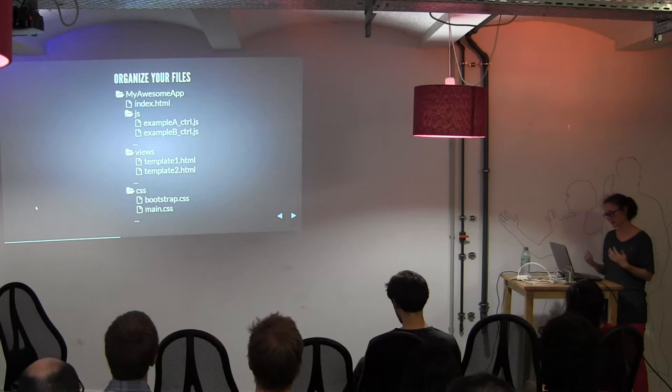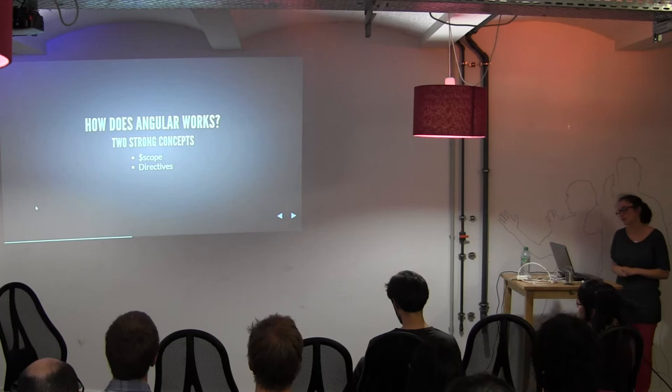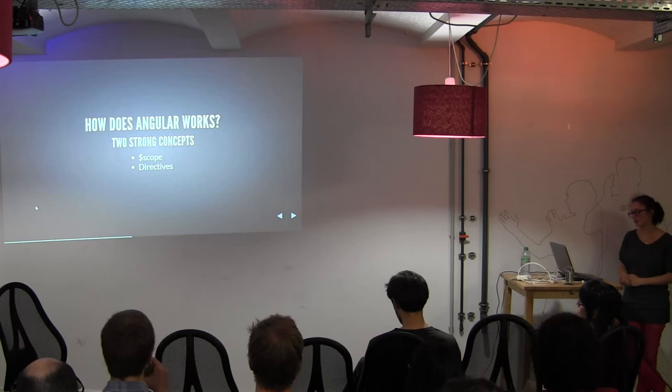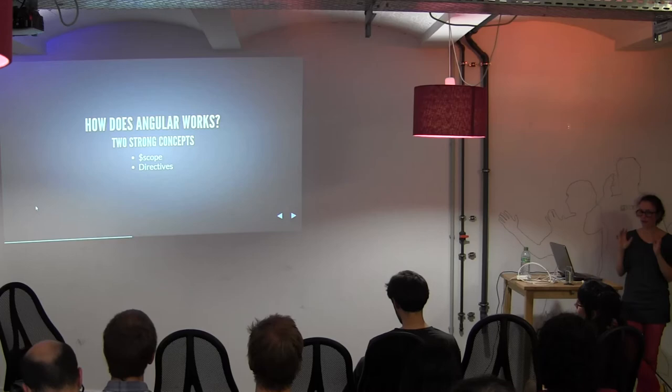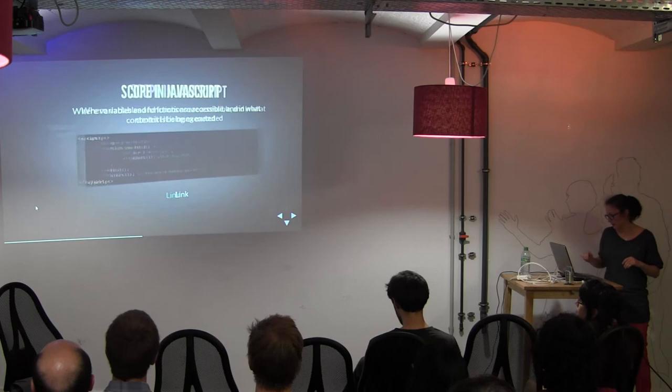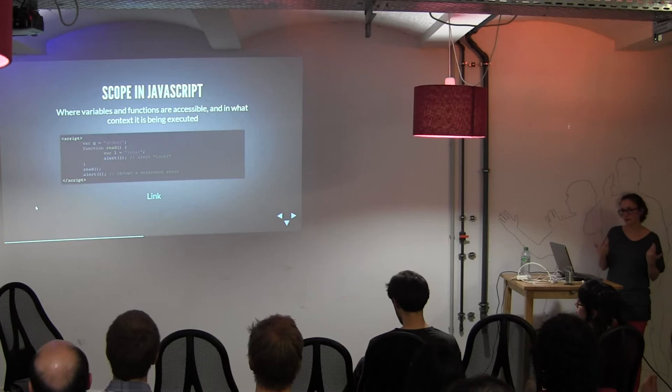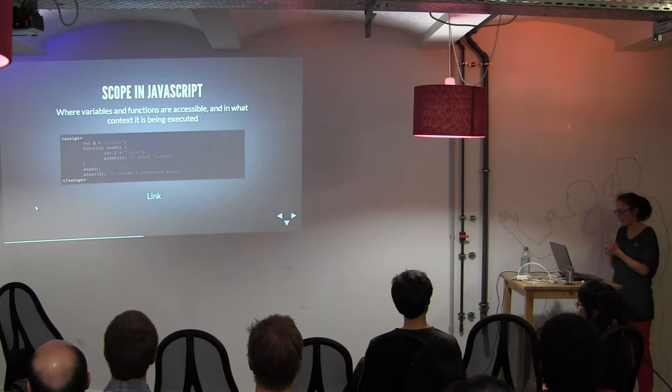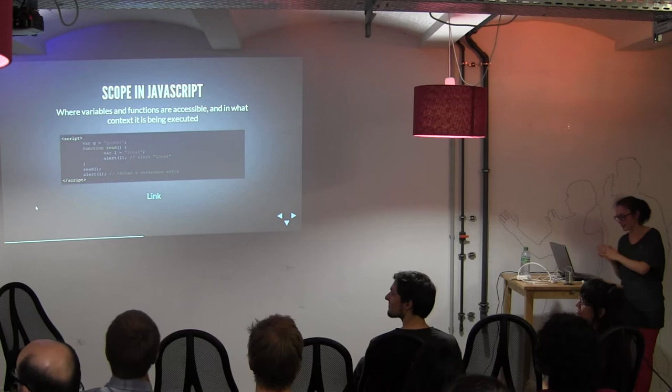So how does Angular work? Well, there are two really strong concepts to understand: the dollar scope and the directives. There are a lot of other concepts, but I will just explain these two to you. So the scope in JavaScript is where the variables and the functions are accessible. I will just explain my example. I like examples.